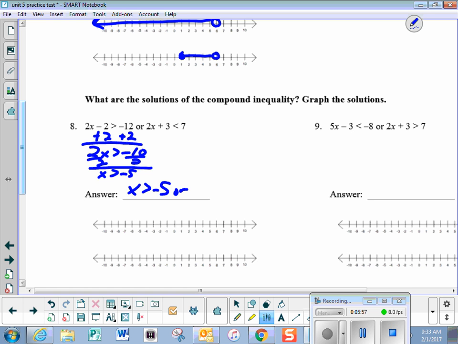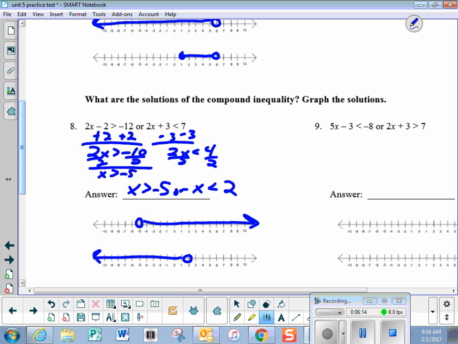Or subtract 3 from both sides. 2x is less than 4. Divide by 2. X is less than 2. Where is x greater than negative 5? Where is x less than 2?